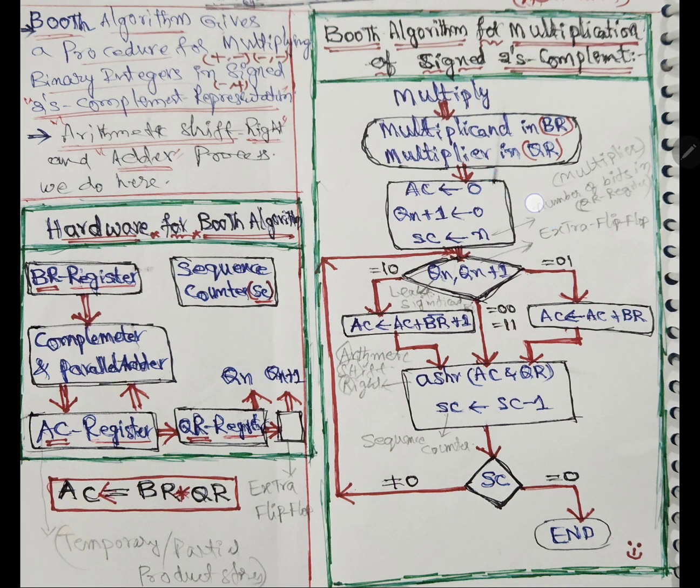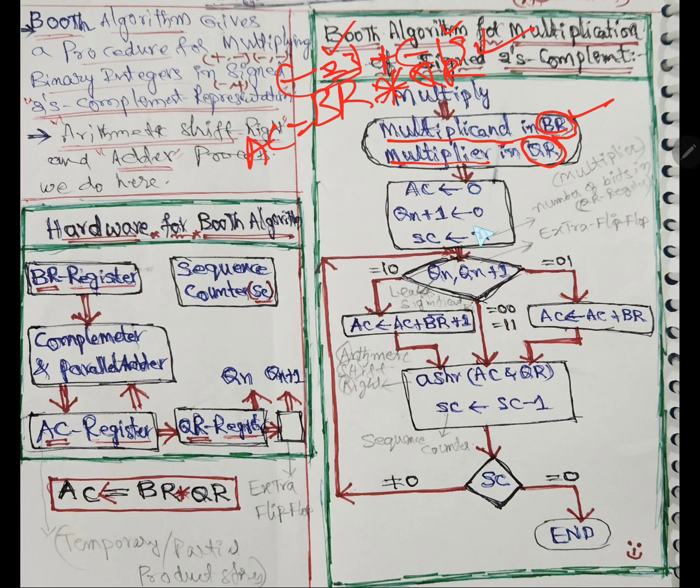As I already told you, the multiplicand is in the BR register and the multiplier is in the QR register. Very simple. So AC is equal to BR into QR. BR has 23, so minus 23 into minus 19. You can take any example. I have taken this because I used it in my previous video and it is also given in the textbook.